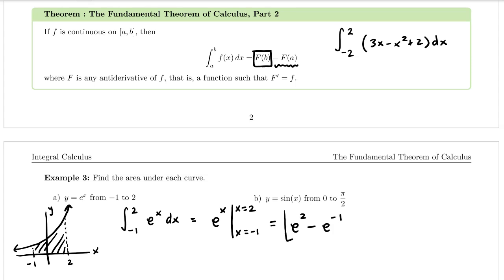So this is our final answer, and this represents the area underneath the curve of e to the x from -1 to 2. And it might be helpful to have a decimal approximation for that. So this is approximately equal to 7.201. So the area underneath this curve is about 7.201.